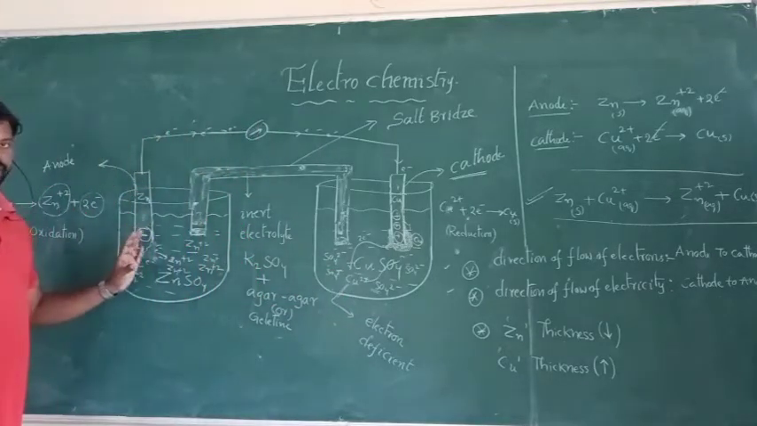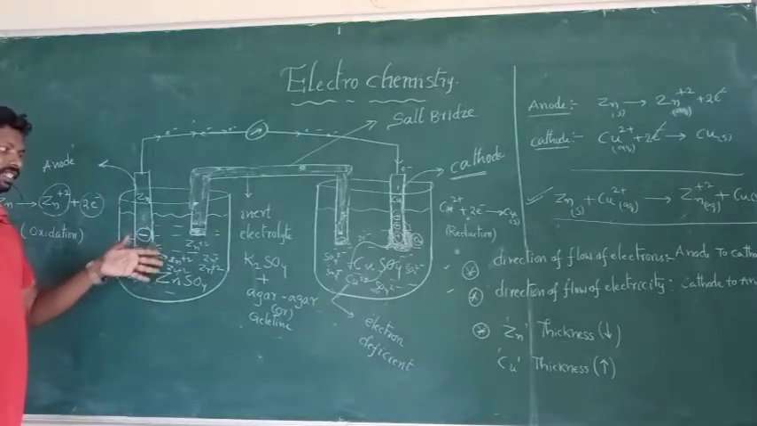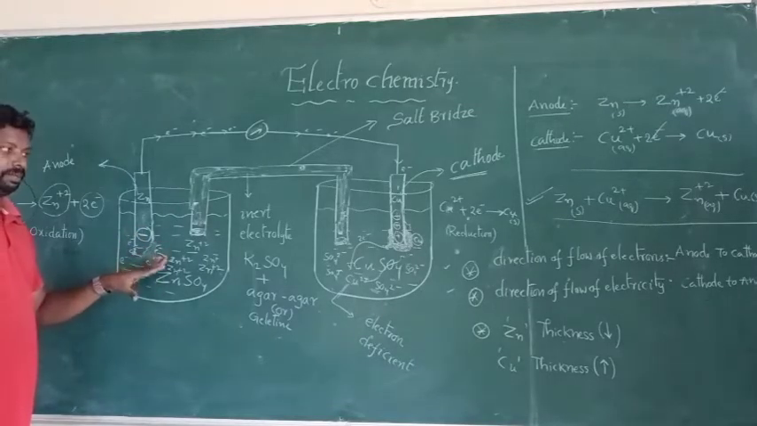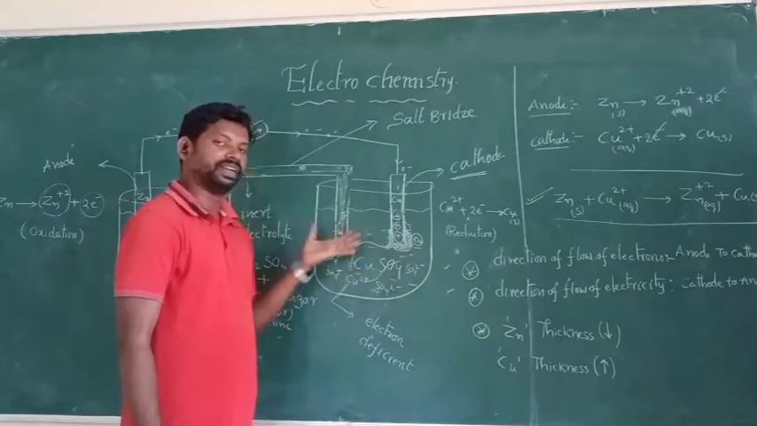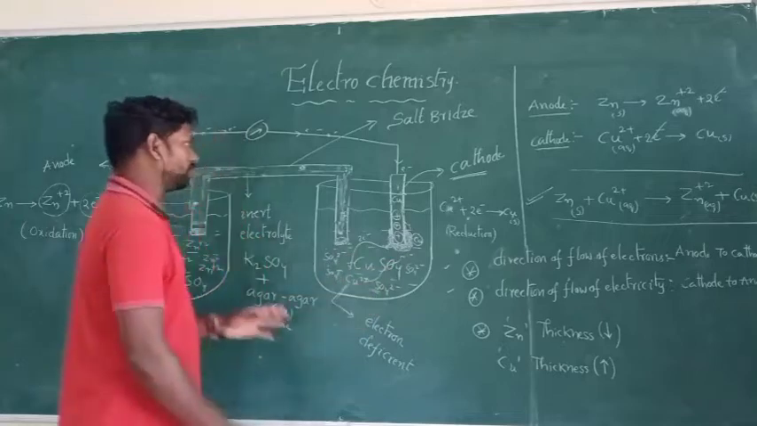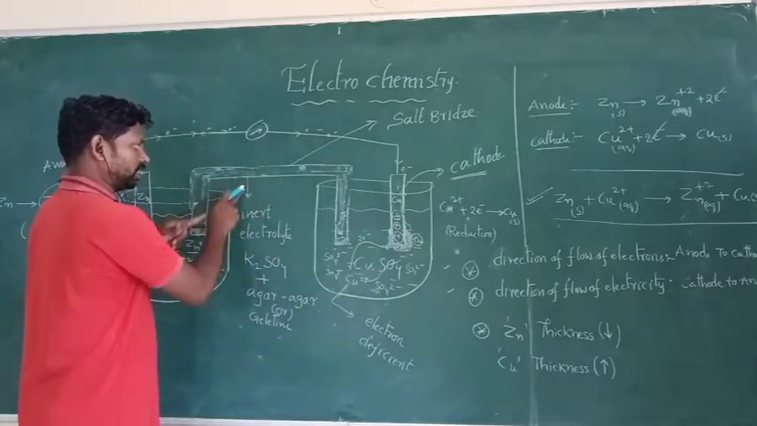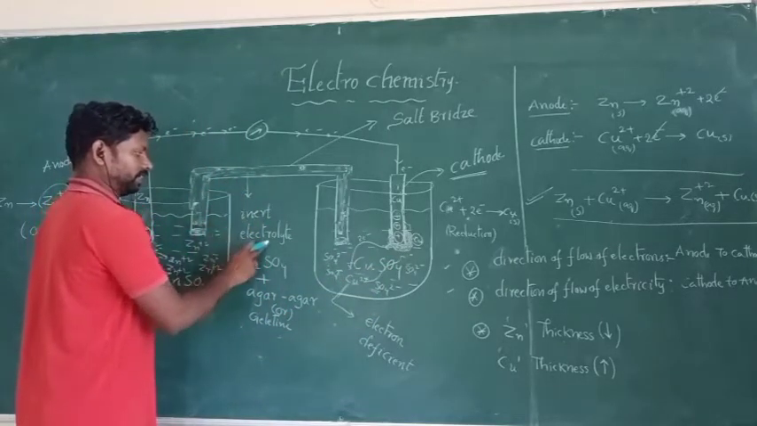Before oxidation, it is a neutral solution. Now it is a completely positive solution. Before reduction, this is a neutral solution. Now it is completely a negative solution. So what does the salt bridge contain? The salt bridge contains another electrolyte.